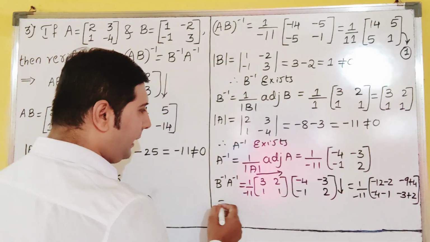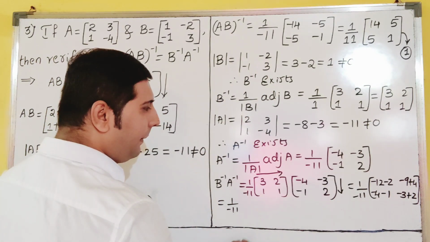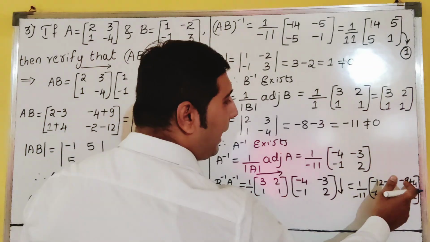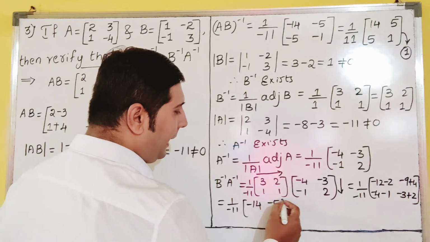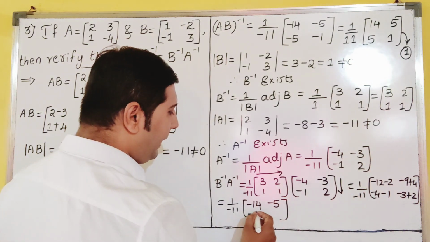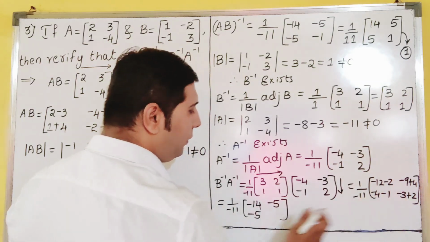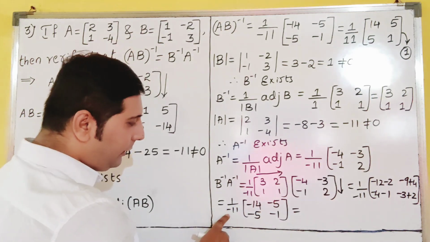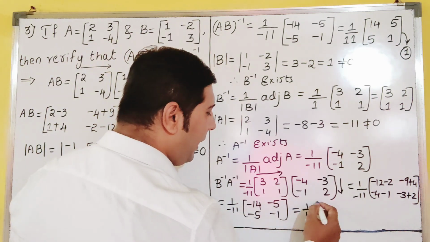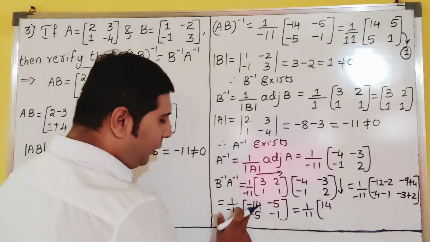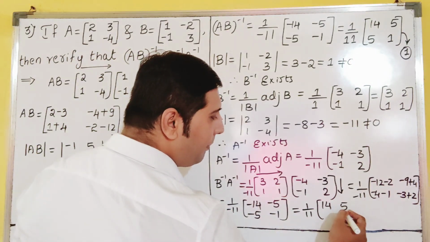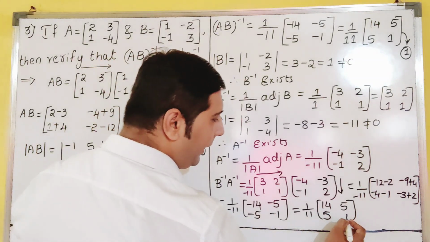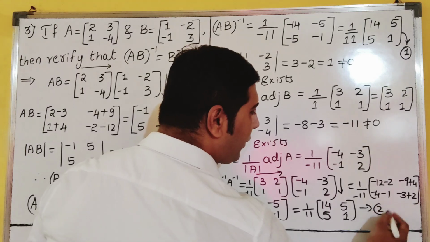So now see what we will get here. 1 by minus 11 into: minus 12 minus 2 is minus 14, minus 9 plus 4 is minus 5, minus 4 minus 1 is minus 5, minus 3 plus 2 is minus 1. So this minus sign you multiply inside: 1 by 11, that is 14, minus into minus plus 5, minus into minus plus 5, minus into minus plus 1. This I will call equation number 2.